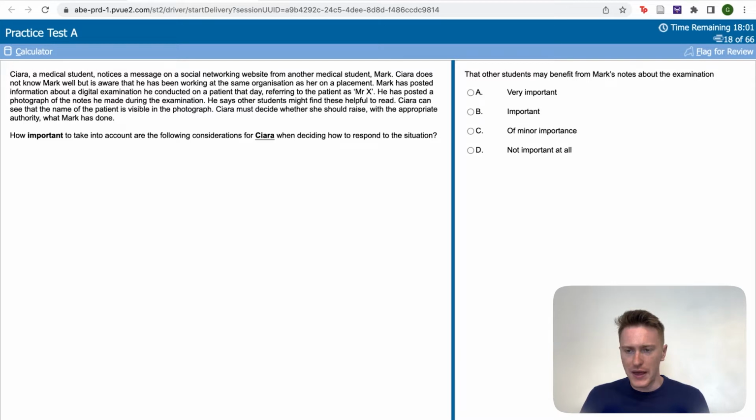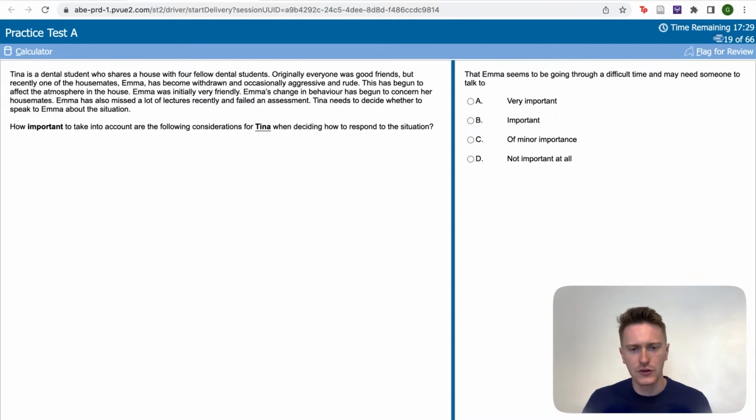The other students may benefit. Now, this isn't B or A, because the real concern is that we need to deal with this. We need to take away this post, basically. You need to protect patient confidentiality. However, it's not important at all. The sentiment was correct. It's about sharing information, helping your colleagues. So this is one that I would put minor importance, because clearly it doesn't affect any decision about what's done with the notes. But it is worth considering that some of the intention was correct.